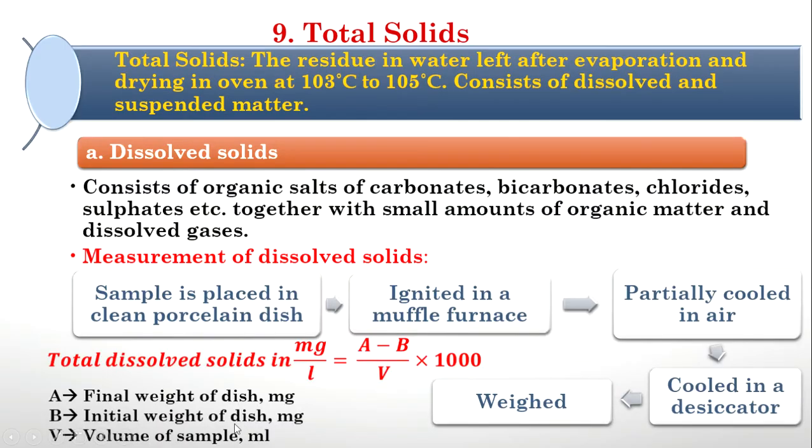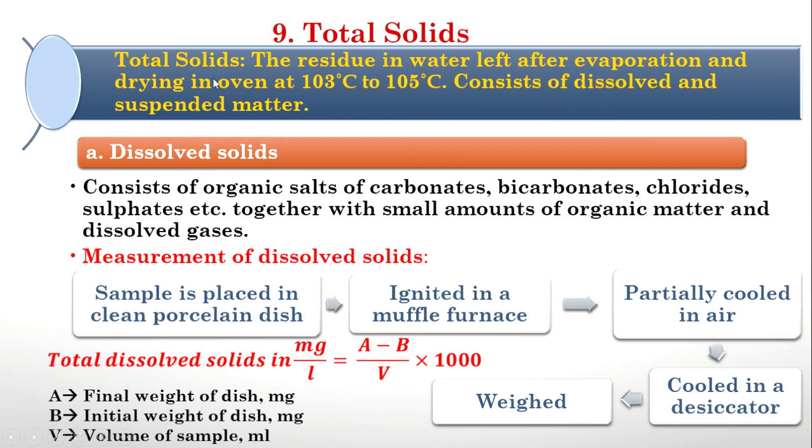Now we will move on to the final type of pollutant which causes chemical pollution. They are total solids. The total solids are the residue in water left after evaporation and drying in an oven at 103 degrees Celsius to 105 degrees Celsius, and it consists of dissolved and suspended matter. Whatever solid is present in water is known as total solids. Whatever is left behind after evaporation or drying of the water is known as total solids. There are two types of total solids: one is dissolved and the other one is suspended.